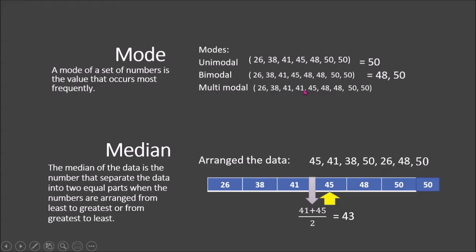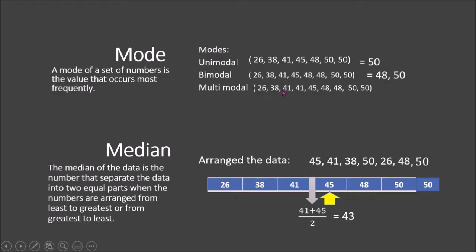Just like in this case, we have 2 of 41 here, another 2 of 48 here, and another 2 of 50. So that is more than 2 modes, that is 3 already. It does not matter if there will be 4, 5, or 6 different values that repeat, if they have the same number of repeats, then we call it multimodal.